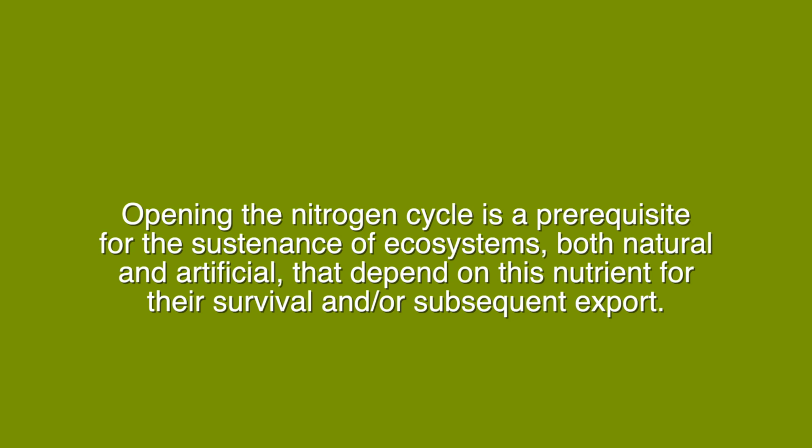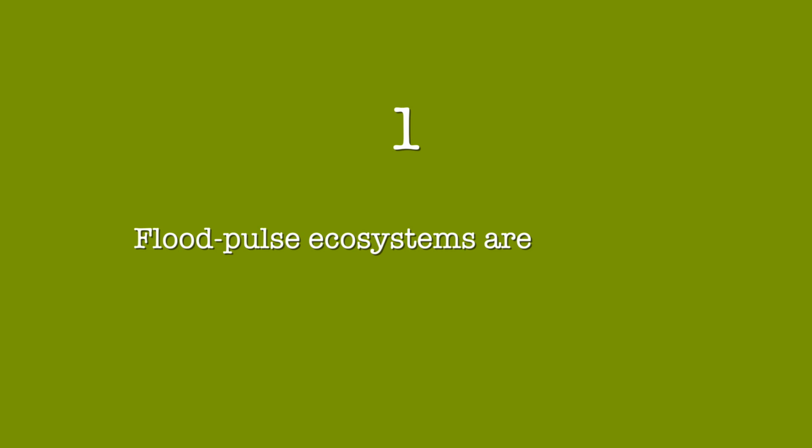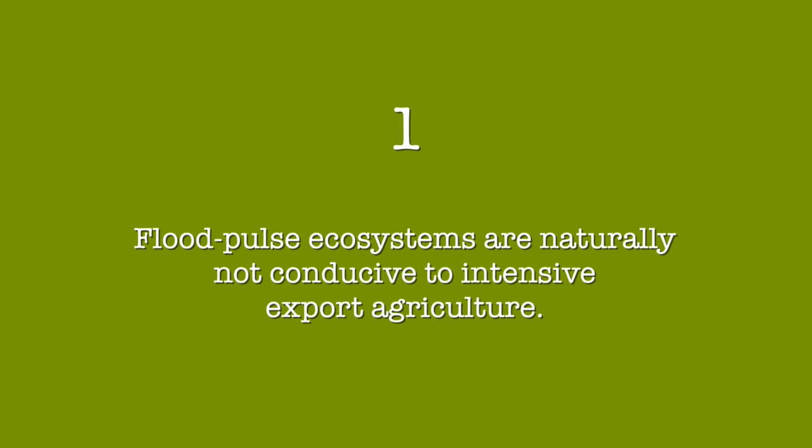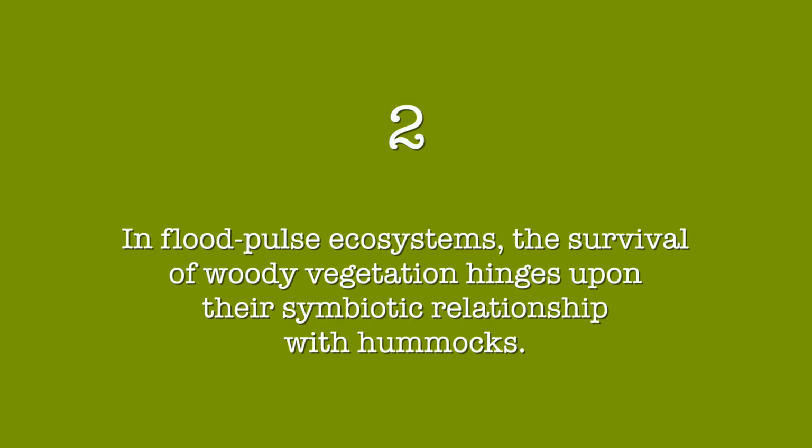Opening the nitrogen cycle is a prerequisite for the sustenance of ecosystems, both natural and artificial, that depend on this nutrient for their survival and/or subsequent export. Two related exclusion principles are formulated. 1. Flood pulse ecosystems are naturally not conducive to intensive export agriculture. And 2. In flood pulse ecosystems, the survival of woody vegetation hinges upon their symbiotic relationship with hummocks.